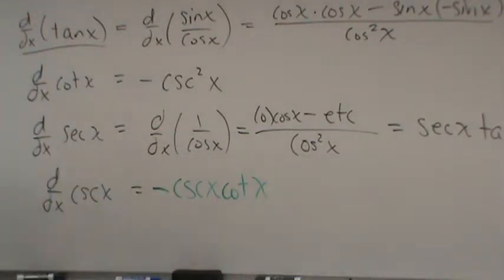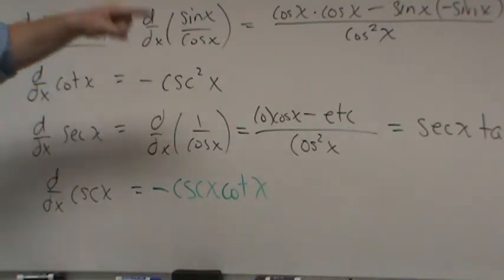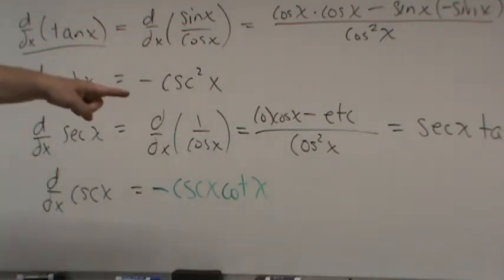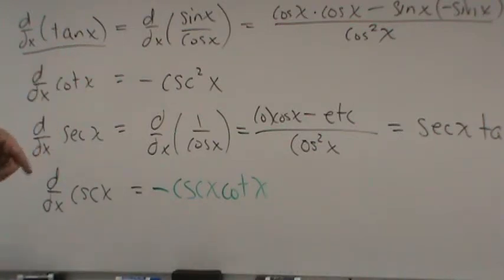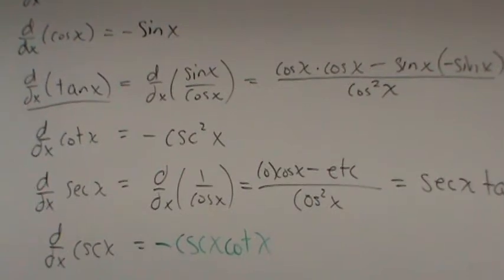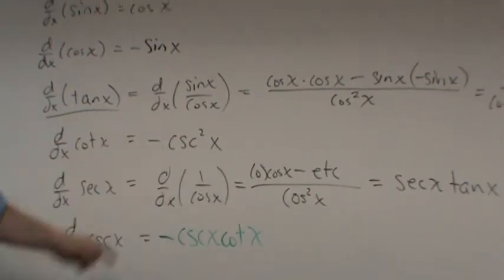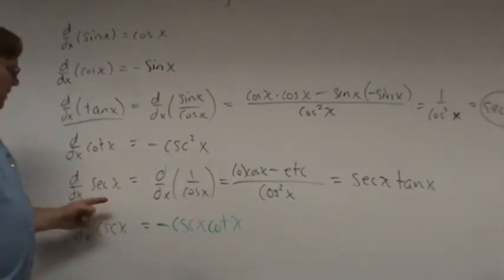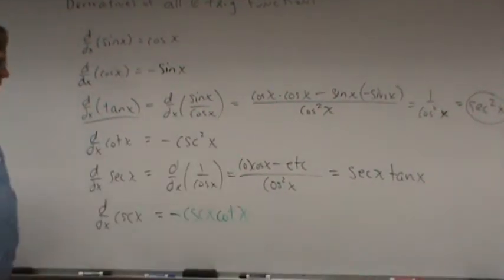Yeah, and that's it. And so all you have to do is remember 3 of them, and then you can remember the other 3 because it'll be the negative cofunctions. That is, if you can remember the derivative of the sine, tangent, and secant, which are cosine, secant squared, and secant x tangent x, then you can remember the other ones: the derivative of the cosine is the negative sine, the derivative of the cotangent is the negative cosecant squared, and the derivative of the cosecant is the negative cosecant of x cotangent of x.